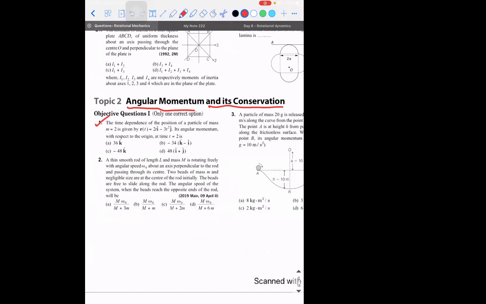First, the time dependence of the position of a particle of mass m, I think it is 2 kilogram, is given by r of t is equal to 2t i cap minus 3t square j cap. Its angular momentum with respect to the origin at t is equal to 2 is how much?